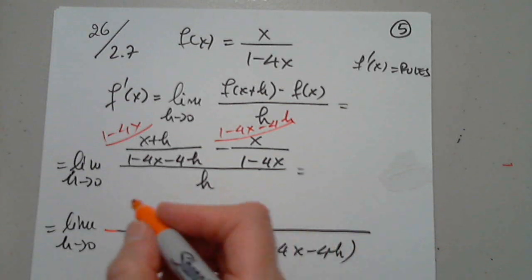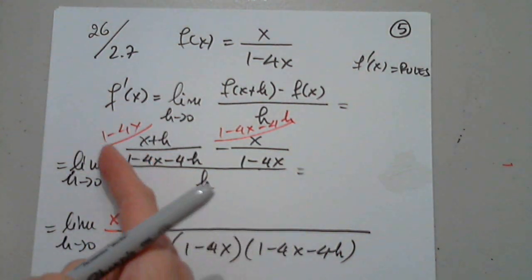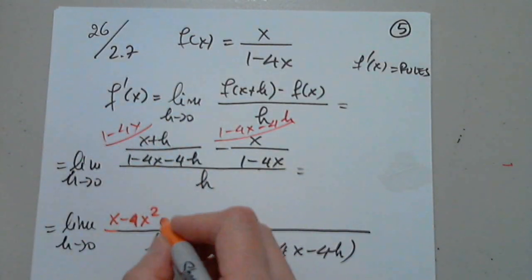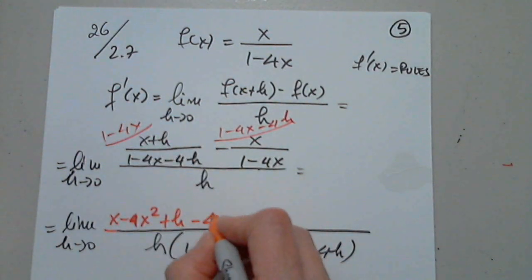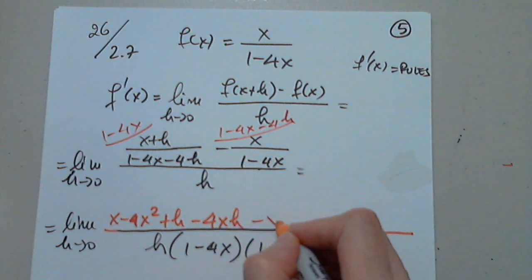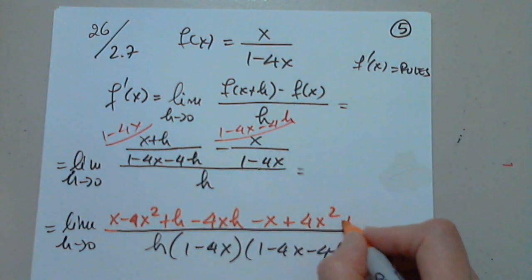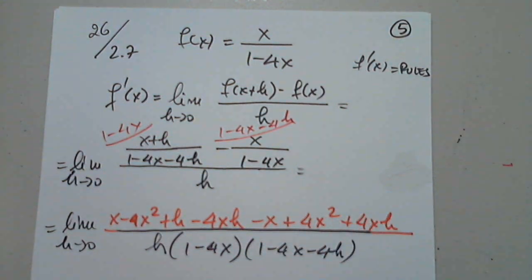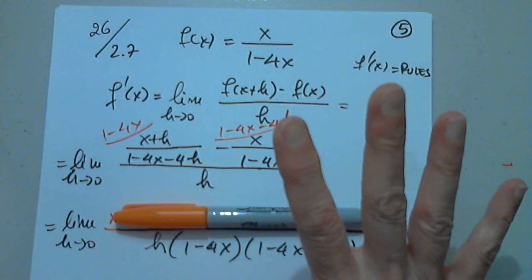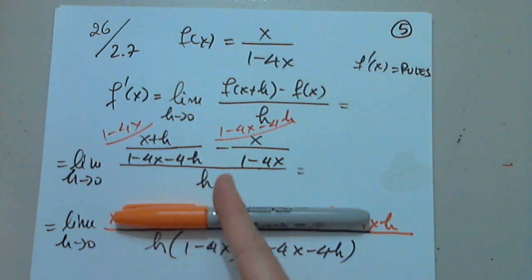Watch me run out of room. So x minus 4x squared plus h and minus 4xh. Okay, maybe I will not run out of room this time. Minus x, but plus 4x squared and also plus 4xh. At this point, you know what has to happen. All terms without h have to go away, and eventually this h has to simplify with an h from the top.